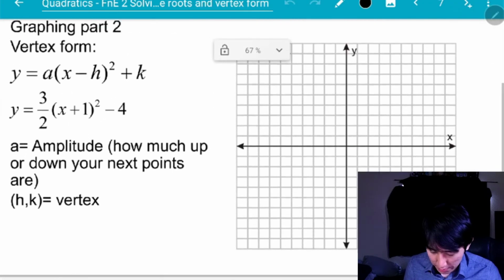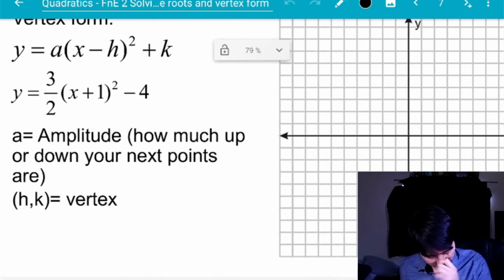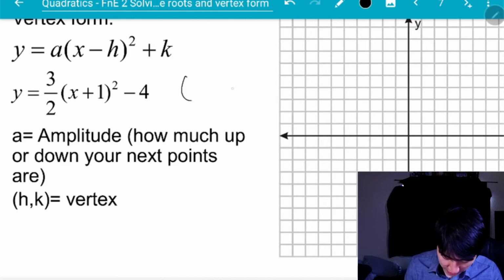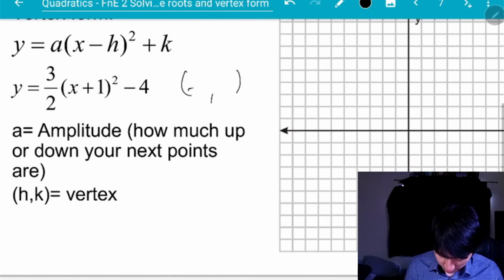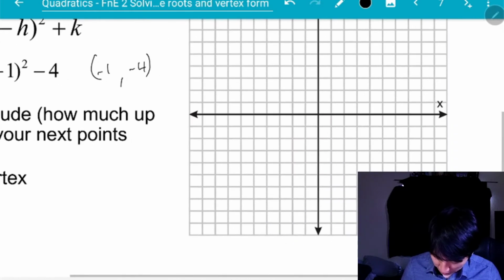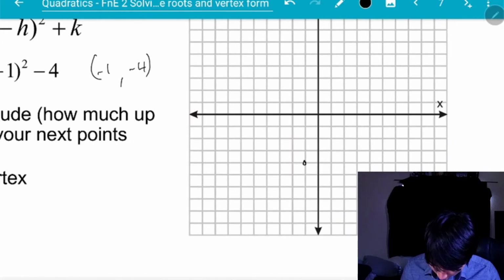Okay, that's kind of how we're graphing. So let's do this one more time, and I'll explain why it's not a slope here. Same thing. First off, we want our vertex. My x coordinate is opposite, so my x coordinate is going to be -1. My y coordinate is going to be -4. And that's where we get over here, -1, -4. That's this point right here.